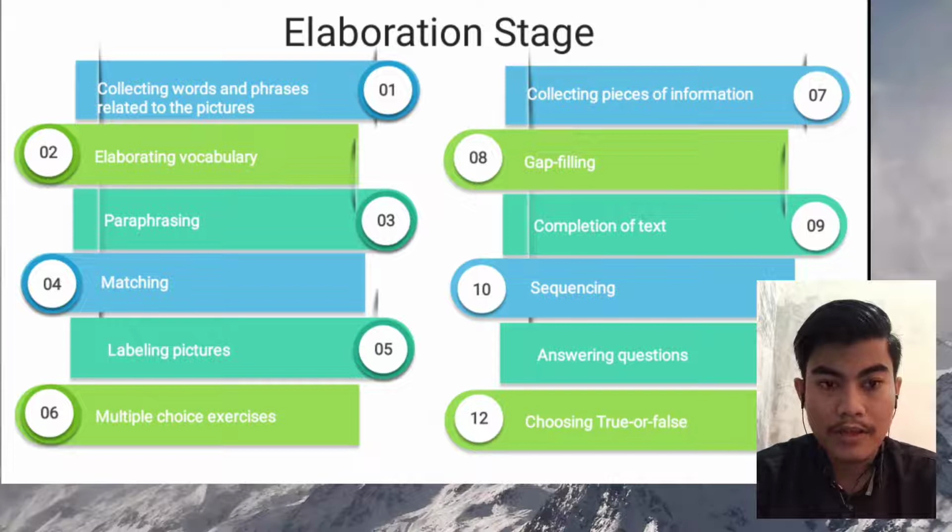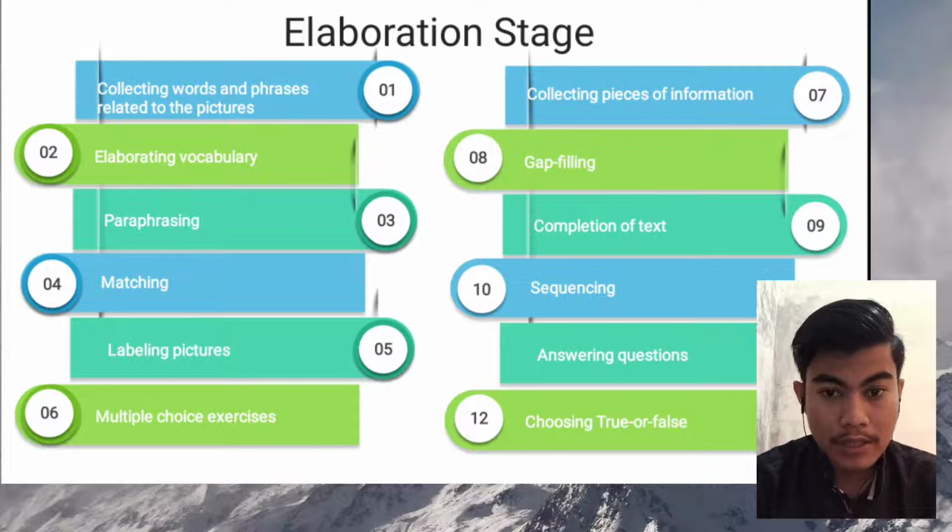The first activity is collecting words and phrases related to the picture or to the movie. The second activity is elaborating vocabulary and perhaps pairing and matching.